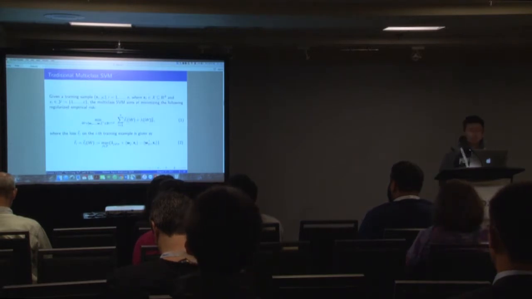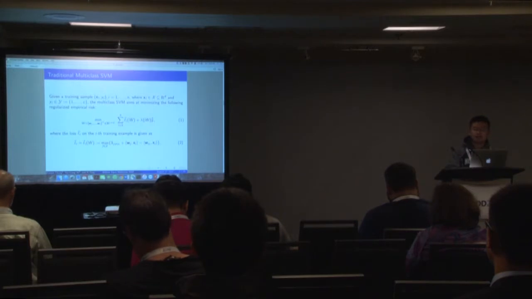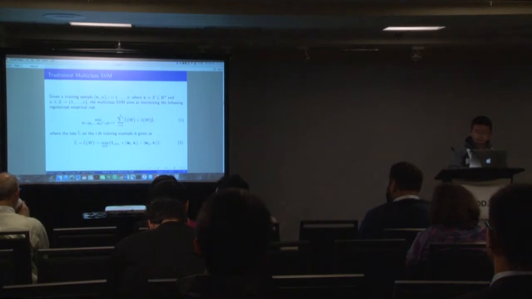So now is some preliminary work. The first is traditional multiclass SVM. This is very simple. Given training samples, xi is the data, and yi is a class label. The multiclass SVM aims to minimize the following regularized empirical risk. The first term is a loss function, and the second is a regularization. And the loss on the ith training example is given by equation 2.